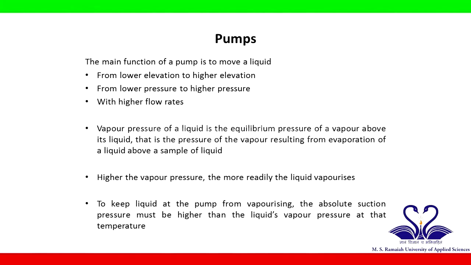Vapor pressure of a liquid is the equilibrium pressure of a vapor above its liquid, that is, the pressure of the vapor resulting from evaporation of a liquid above a sample of liquid. The higher the vapor pressure, the more readily the liquid vaporizes. To keep liquid at the pump from vaporizing, the absolute suction pressure must be higher than the liquid's vapor pressure at that temperature.